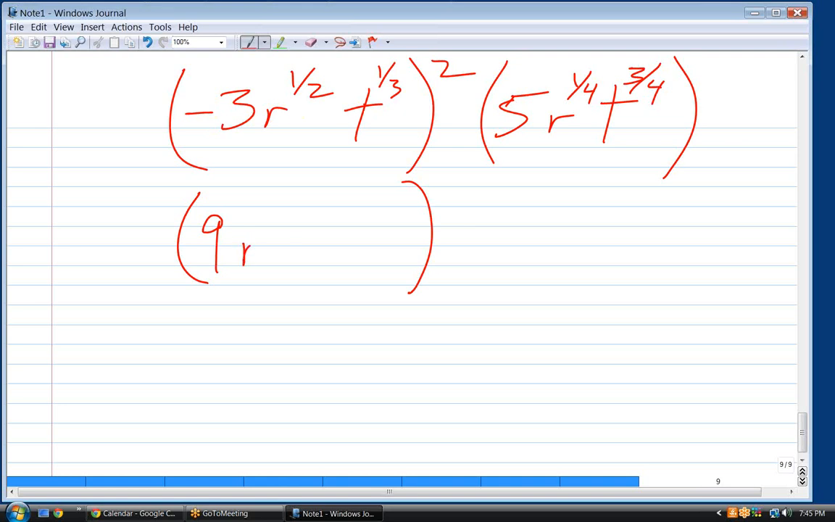What's the exponent on the r become? Just 1. It's 2 times 1/2. In other words, you always multiply the exponents when you're doing a double exponentiation like this. So it's just r to the 1, and then what's the exponent on t? I'm not sure. What's 2 times 1/3?